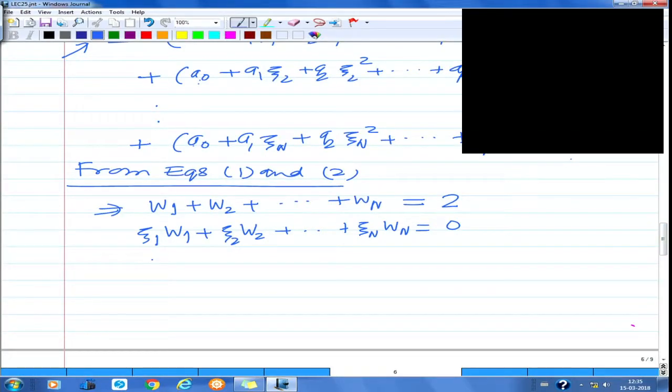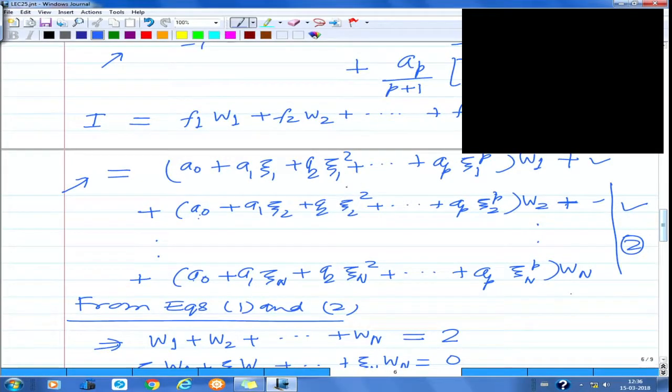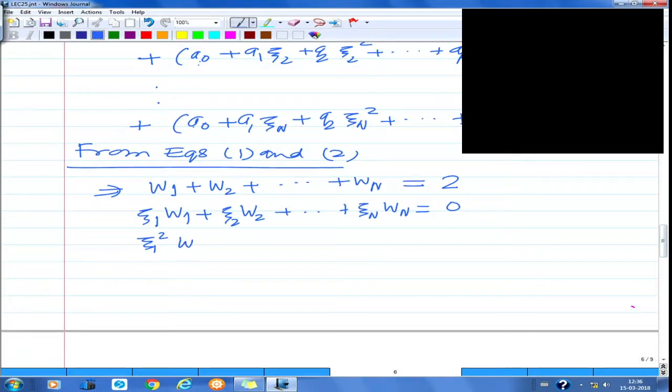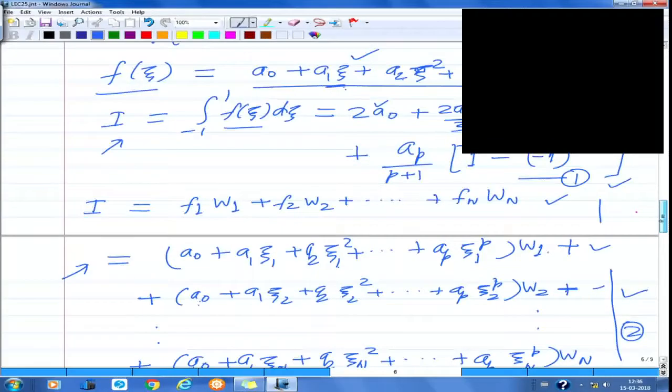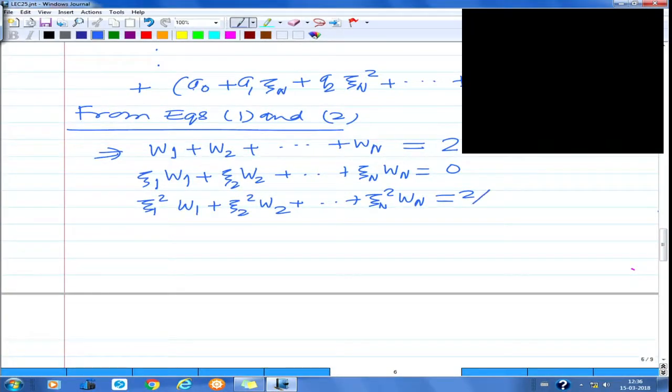Then similarly, for the next one, you will have xi1 square, the coefficient of a2. Here the coefficient of a2 is xi1 square into w1, xi2 square into w2, and so on. So xi1 square into w1 plus xi2 square into w2 and so on, plus xi(n) square into wn, is equal to the coefficient in the exact integration, which is 2 by 3. And like that, you can write these equations.